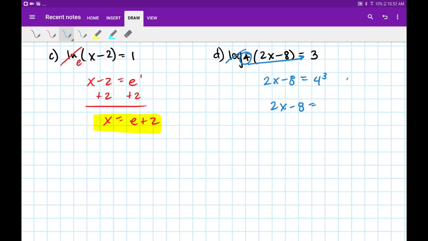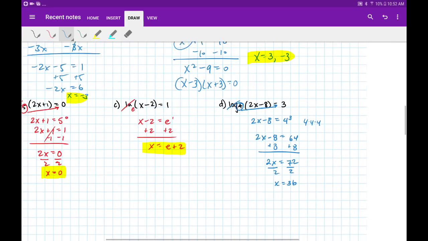4 cubed, 4 times 4 times 4 is 64. Next step, we're going to add 8 to both sides. We'll get 2x equals 72. Final step, divide by 2, and x equals 36.